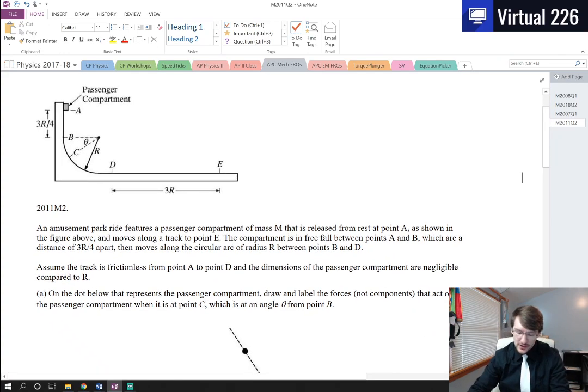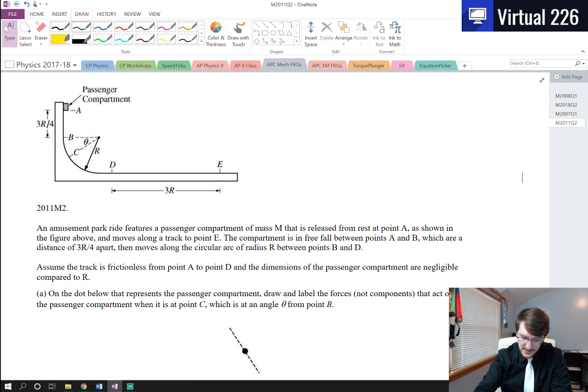It used to be called a demon drop, but essentially you fall down this incline here, and then it slides you onto your back, and you sit like that. So you fall down this compartment. It has a mass m here, and it's released from point A, and it will move all the way along the track, all the way out to here.